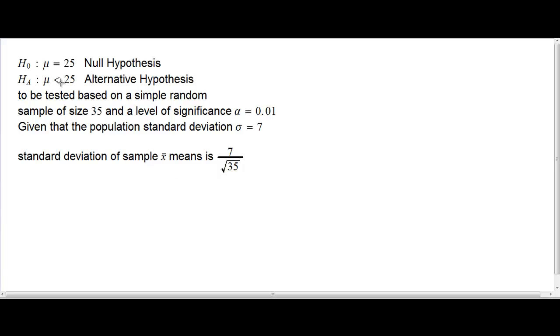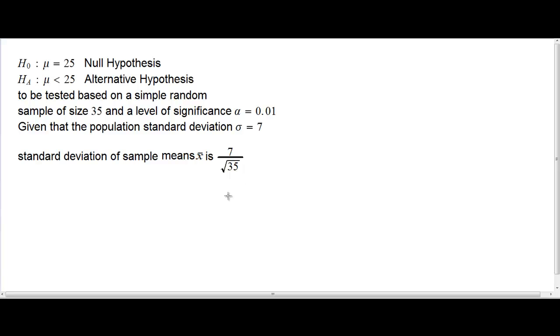This time we are going to look at a left-tailed test. Say we have the null as mu equals 25, and the alternative is mu less than 25. Our scheme is that we have level of significance 0.01, sample size of 35, and the population standard deviation is given to be 7. So the sample means x bar have a standard deviation of how much? 7 over square root of 35.